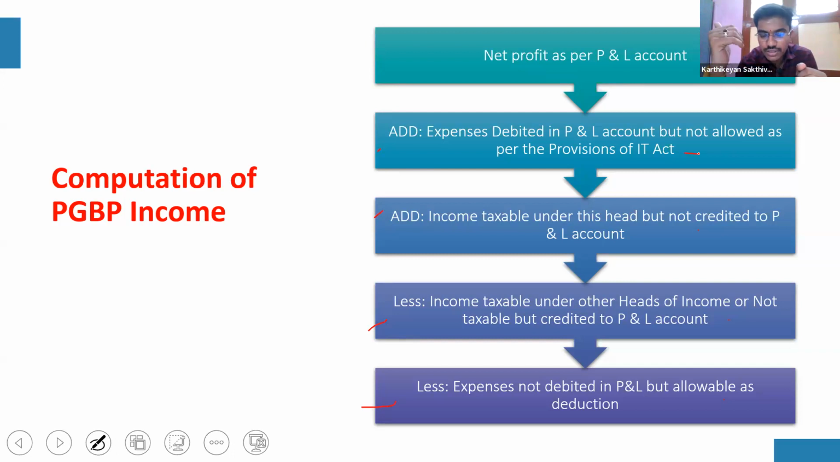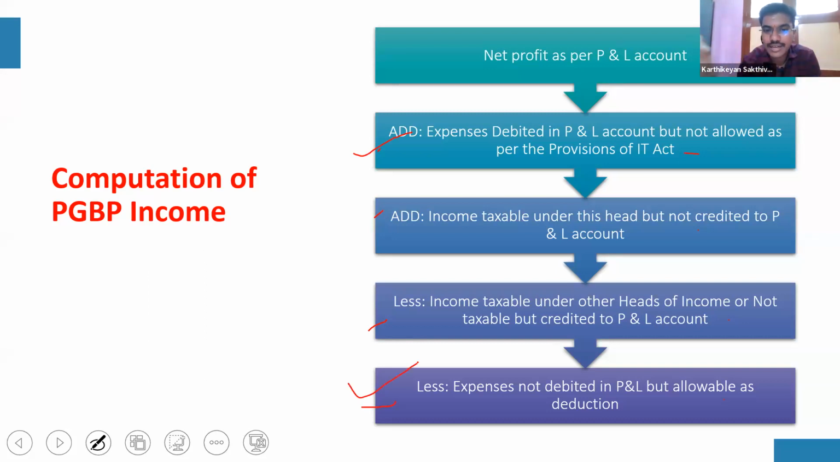The first thing is you take the net profit as per P&L. Whatever expenses are debited in the P&L account but not allowable as per the provisions of the Income Tax Act, add the same. Second, whatever income is taxable under the head PGBP but not credited to the P&L account, add it. So basically 2 adds, 2 subtractions. Next, expenses not debited in the P&L account but allowable as per the Income Tax Act, deduct the same.